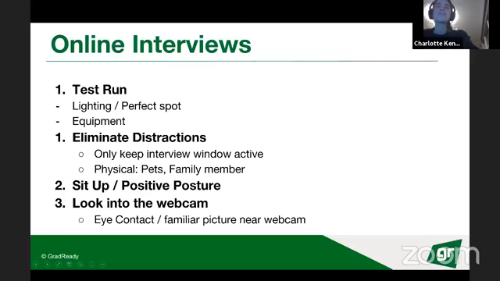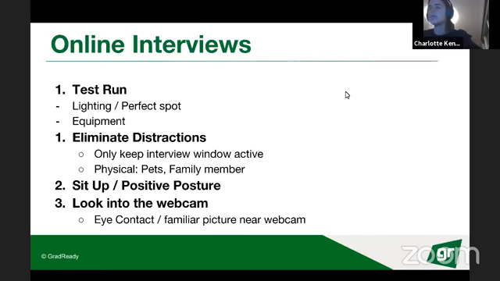So the tip that someone told me for online interviews is to print out a photo of a person, or a photo of yourself, whatever, and stick it on the wall behind you or stick it behind your webcam, because it's a lot easier to make eye contact with what you're viewing as an actual person rather than a tiny camera with a light next to it. So that's always a good one to do.